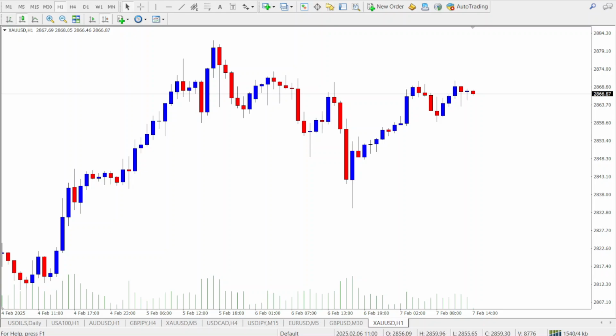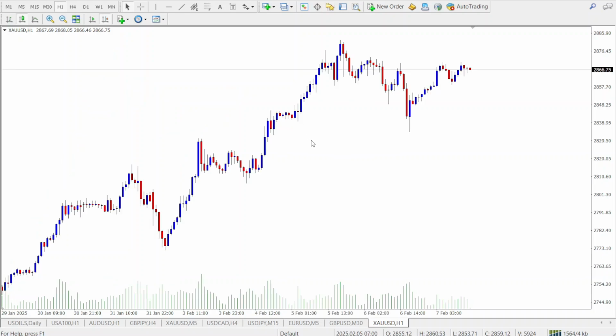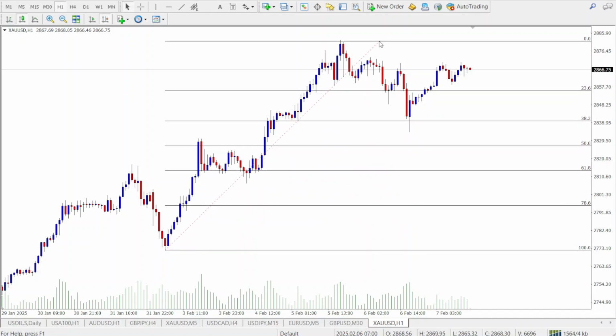Fibonacci retracement and extension levels are based on the Fibonacci sequence. The Fibonacci sequence in itself is a mathematical pattern that appears throughout nature and financial markets. Fibonacci retracement levels are used to find potential pullback zones where price may reverse before continuing in the original trend. So these are Fibonacci retracement levels.